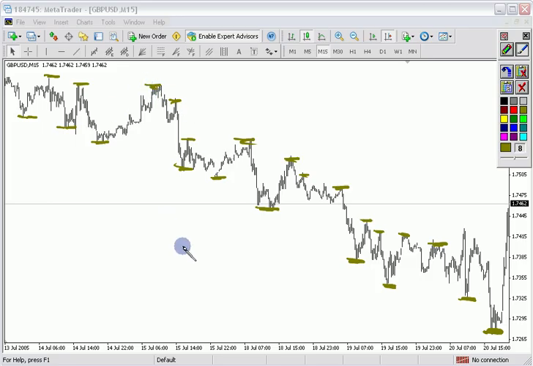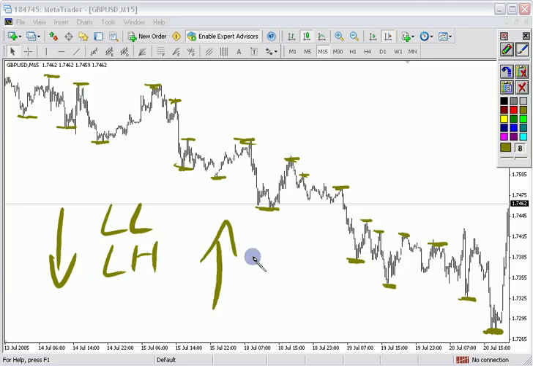Each high point is lower than the previous high point. So during a downtrend like we're in now, we will be expecting lower lows and lower highs, and during an uptrend we'll be expecting higher highs and higher lows. That's the way it works. It's just a slightly more technical way of looking at things.